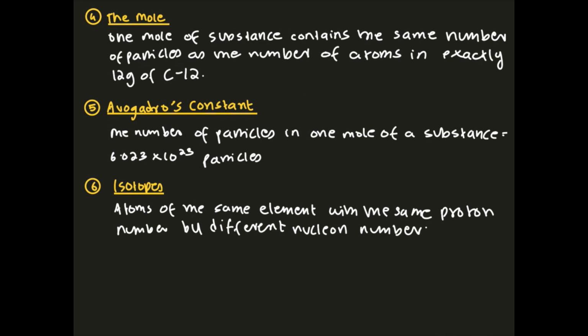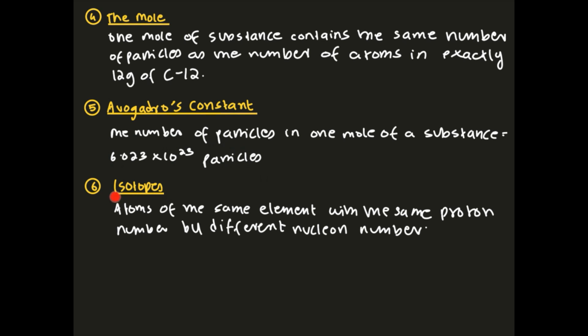Now we're going to be looking at the definition for the mole. 1 mole of a substance contains the same number of particles as the number of atoms in exactly 12 grams of carbon-12. And this number of atoms is the Avogadro's constant. So the Avogadro's constant refers to the number of particles in 1 mole of a substance. And since this is a constant, the exact value for this is 6.023 × 10^23 particles.